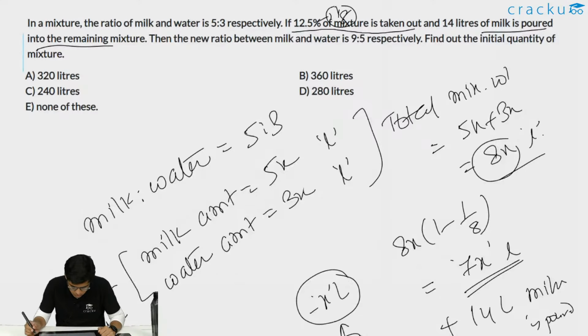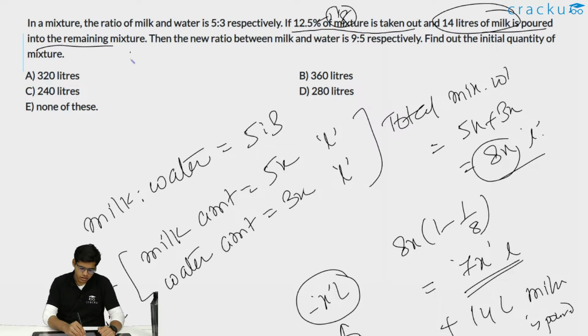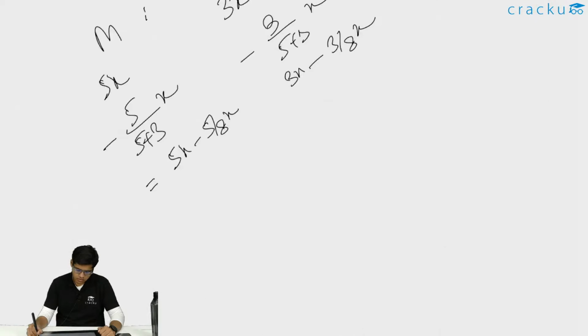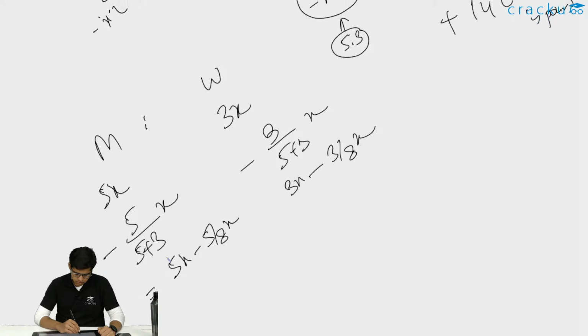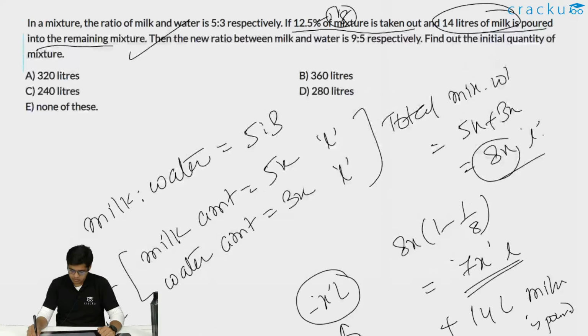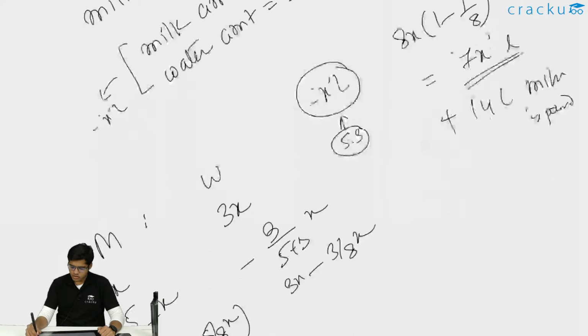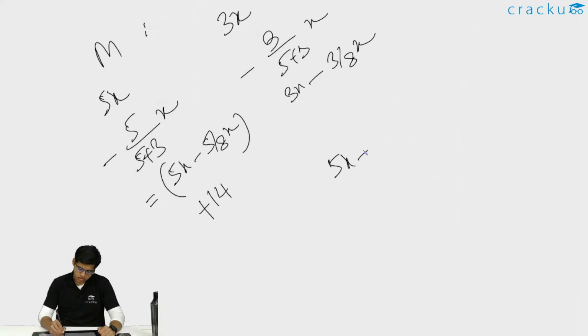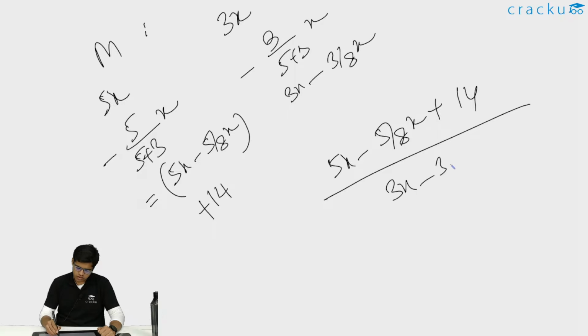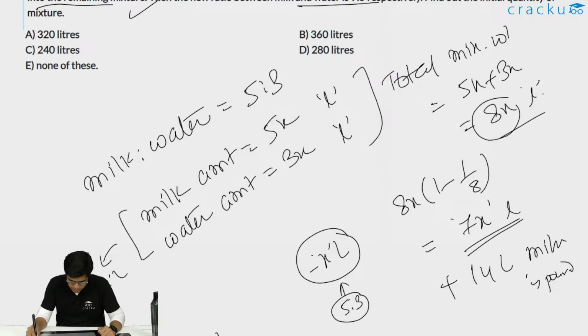And it is given 40 liters of milk is poured into the remaining mixture, which means along with this we are adding 40 liters of milk into the remaining mixture. So the new ratio of milk and water will be 9:5, which means (5x minus 5 by 8 x plus 40) divided by water, 3x minus 3x by 8. This ratio is given as 9:5.